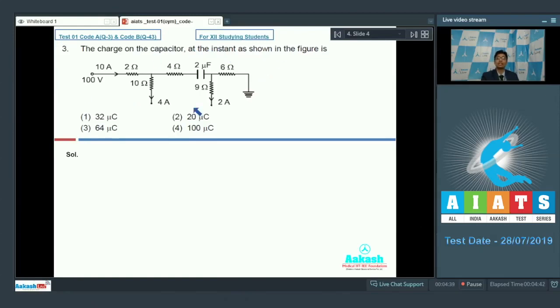A simple circuit diagram has been given to us wherein currents at different branches in the circuit are shown, whereas in certain branches such as this branch and this branch the current is unknown. Now dear students, using the simple calculations of Kirchhoff's current law, we can find out the current in this branch as well as the current in this branch.